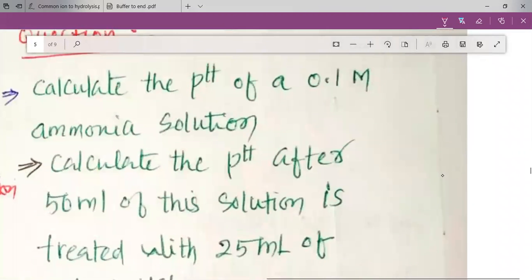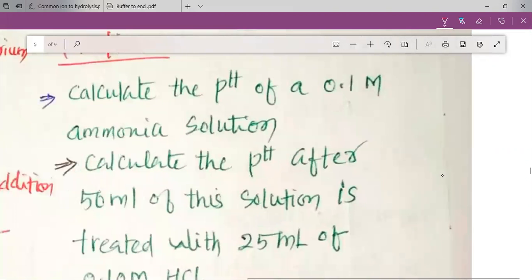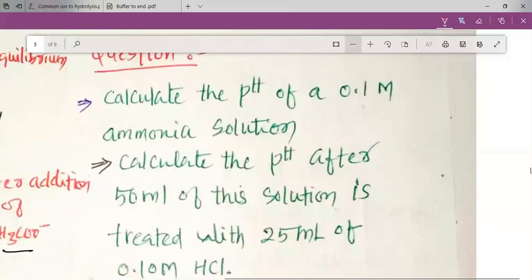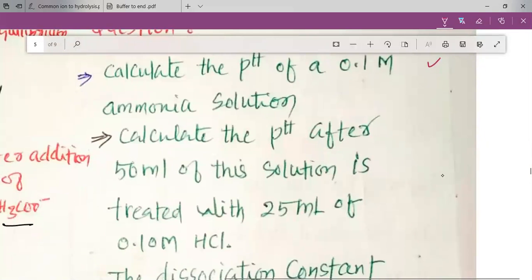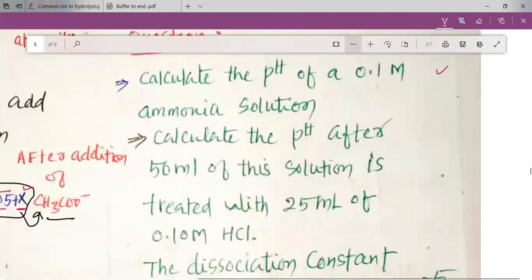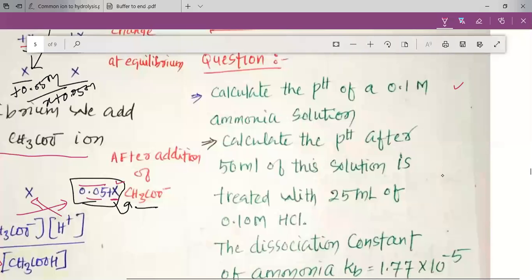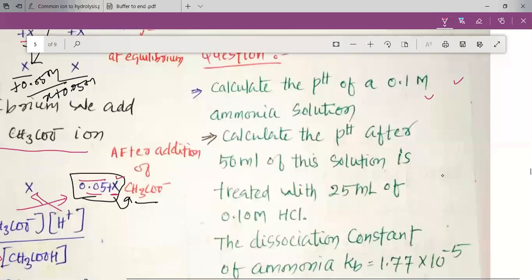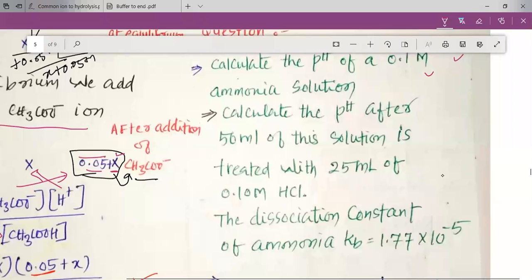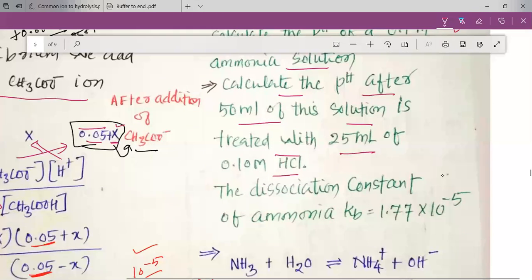Now we have the next question to learn about. Let us move and understand this next question. Let us see what is written in the question itself. So let me read the question for you. Calculate the pH of a 0.1 molar ammonia solution. Calculate the pH after 50 ml of this solution is treated with 25 ml of 0.1 molar HCl. The dissociation constant is given.